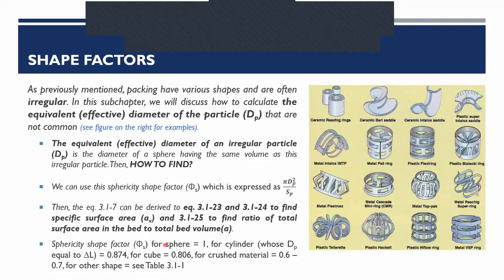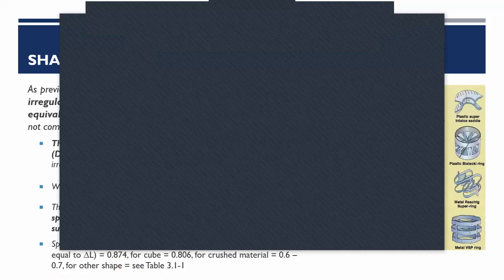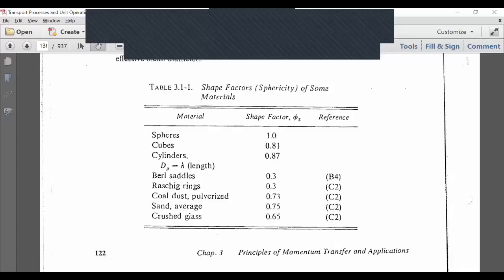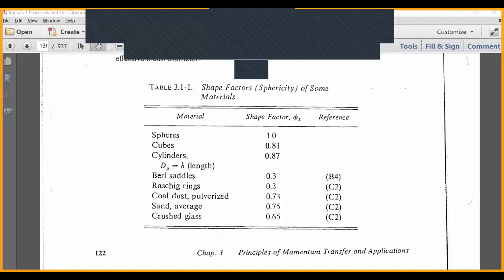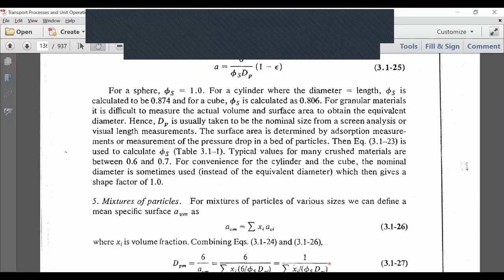The sphericity shape factor for a sphere is equal to 1. For a cylinder whose diameter equals its length, it is 0.874, and for a cube, it's 0.807. For crushed material it is 0.6 to 0.7. For other shapes, you can see table 3.11. So I will go to Jamboard, please. So here.